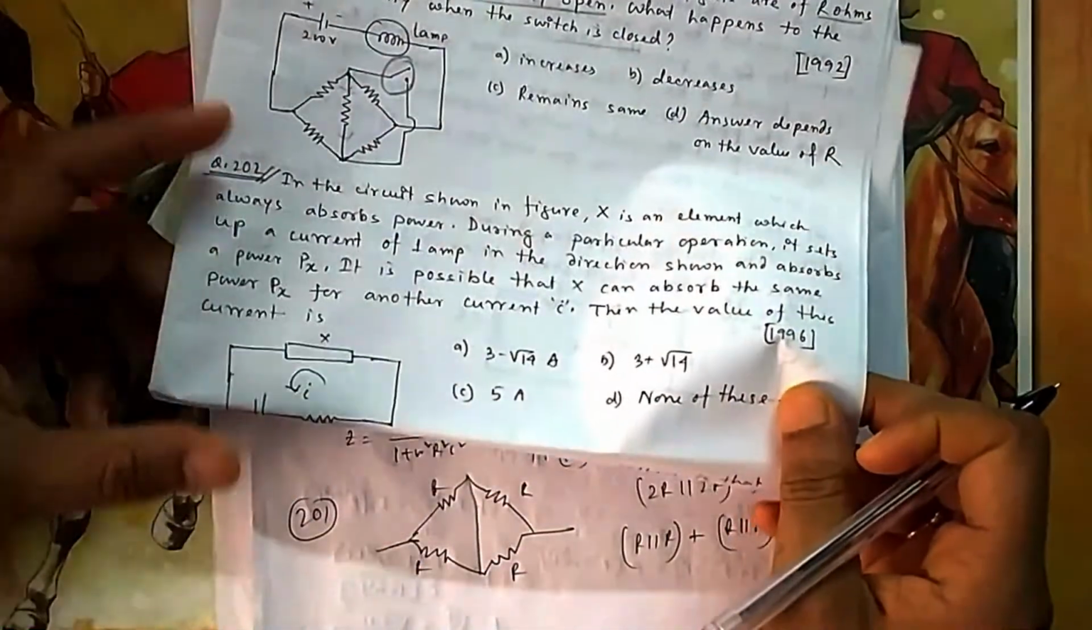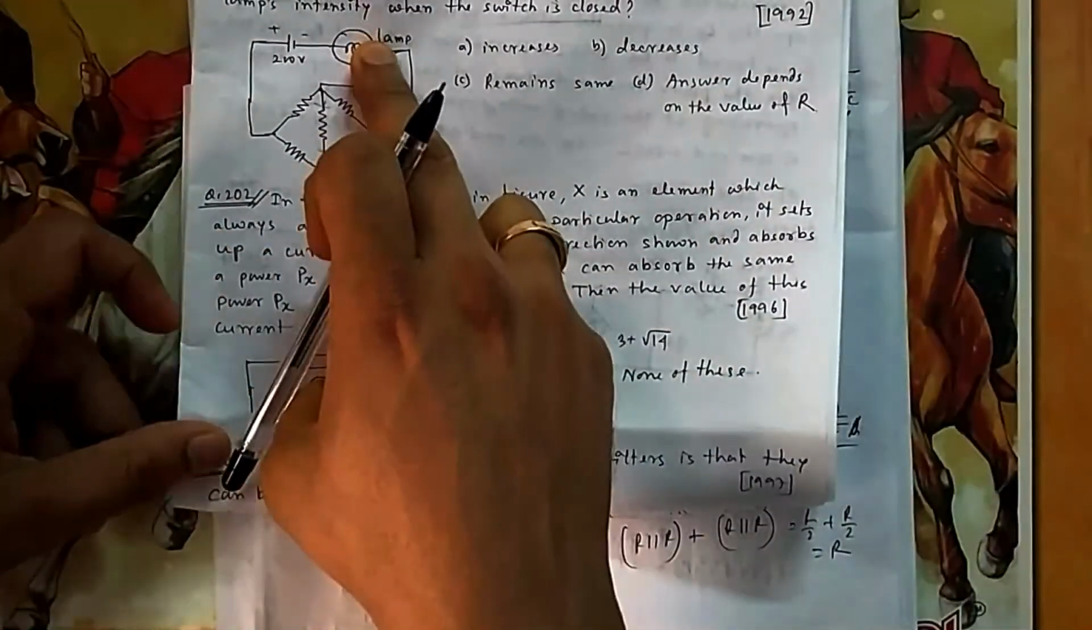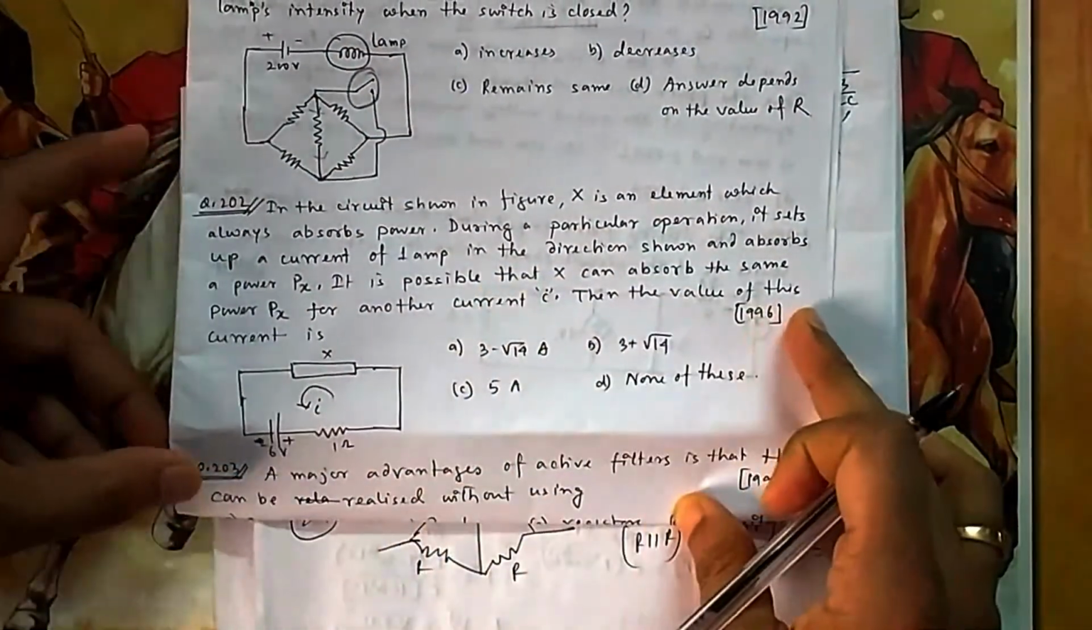So you can see in both the cases you calculate the resistance. If there is a change in resistance, then I should think about what will be the change in current, and accordingly I can change the lamp intensity.